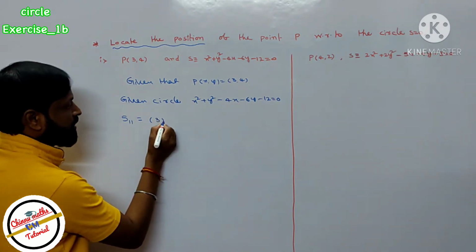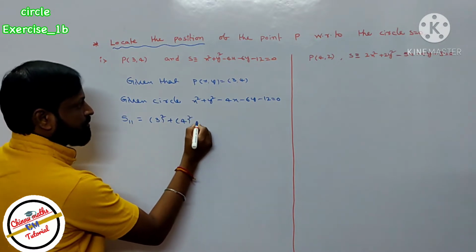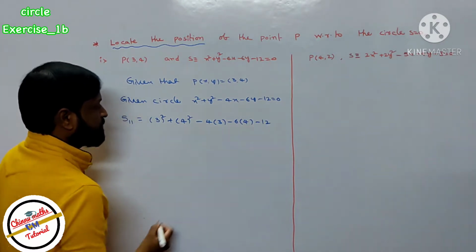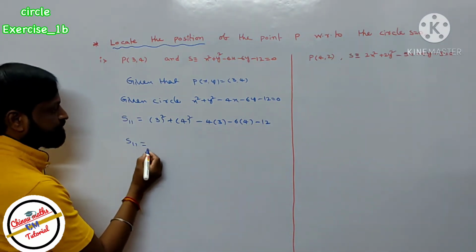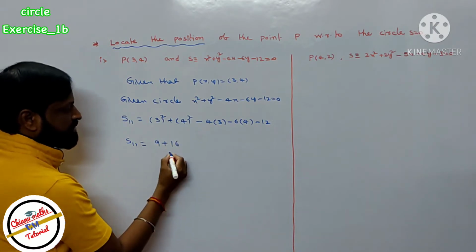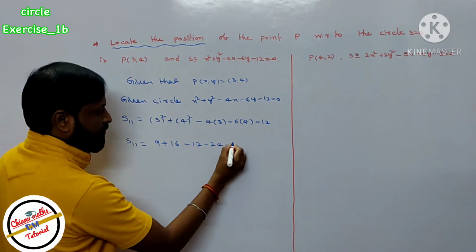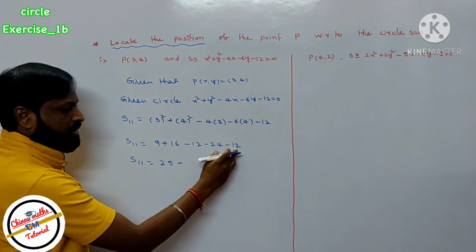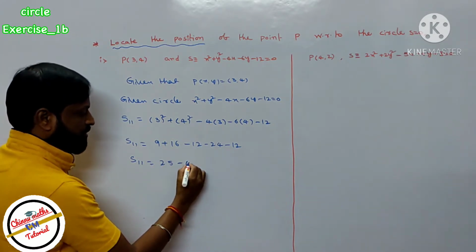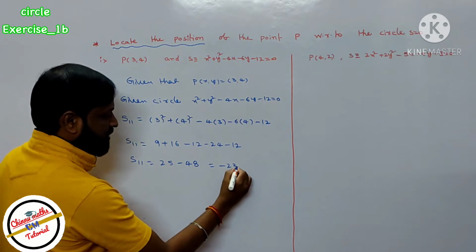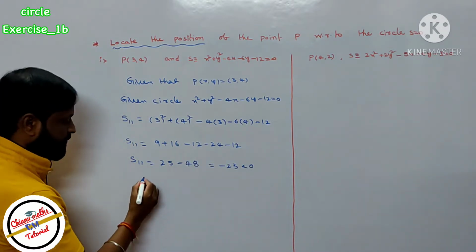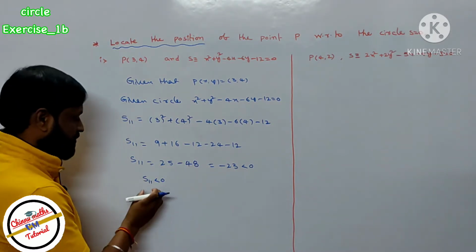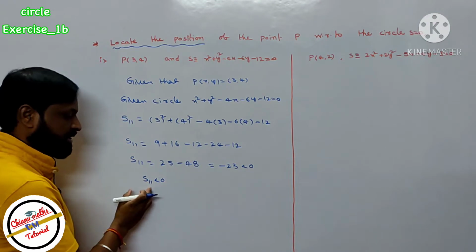So then 3 square plus 4 square minus of 4 into 3 minus of 6 into 4 minus 12. Then S11 equal to 3 square 9 plus 16 minus 12 minus 24 minus 12. So then S11 equal to 25 minus 12 minus 12 minus 24, again minus 24 means 48. It is equal to minus 23. It is less than 0. Then S11 is less than 0 means, according to the definition of power of the point, the power of the point is having the negative value.